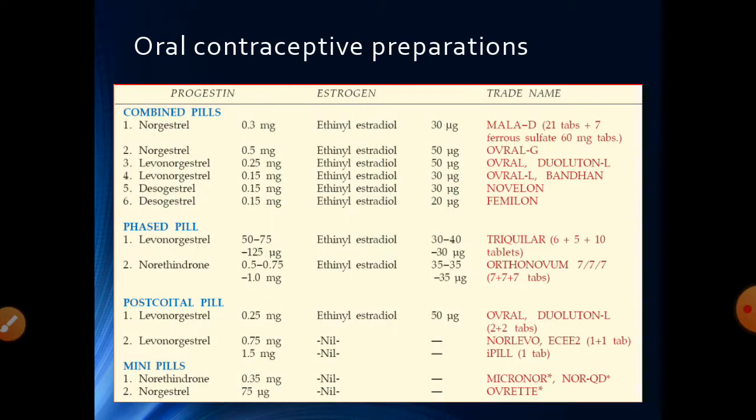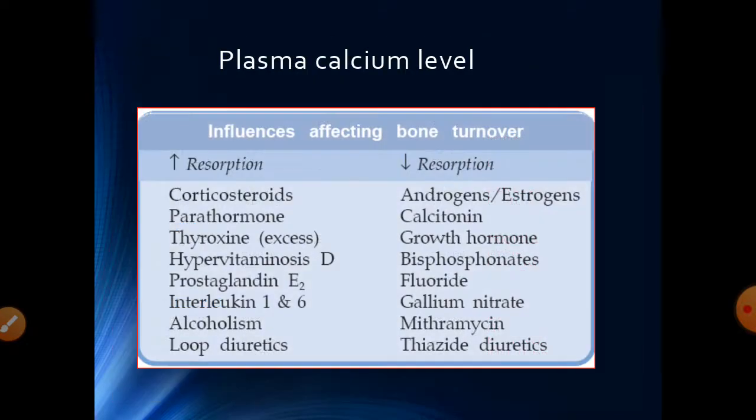Then come the oral contraceptive preparations. Questions could be asked like, Mala D is what? It is norgestrel. Then it could be, Ortho-Novum is what? Then it is norethindrone. So it is important for you to learn the specific brand names, and they could ask which one of the following is a mini pill. It is norethindrone, norgestrel. This way you have to learn this.